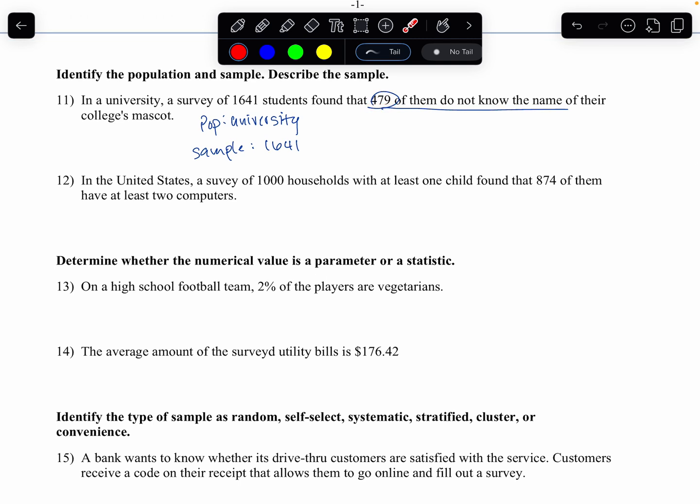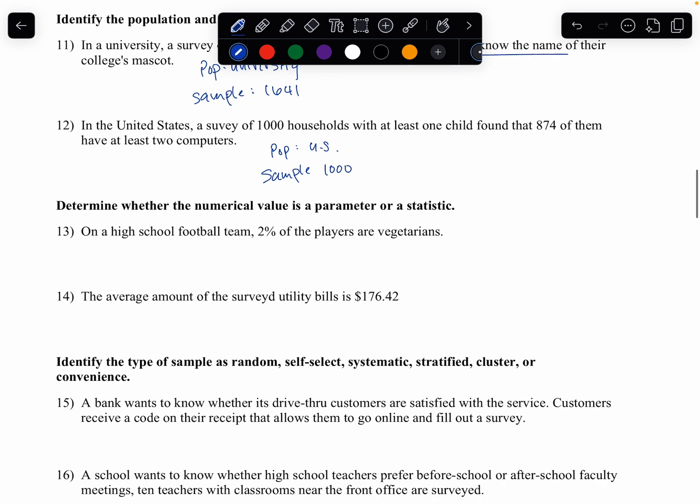In the United States, a survey of 1,000 households with at least one child found that 874 of them have at least 2 computers. We're talking about the United States, so for the population, I would just say the U.S. I guess you could say U.S. households maybe. But for the sample, that would be the 1,000 households that were surveyed. And of the 1,000, 874 of them have at least 2 computers.